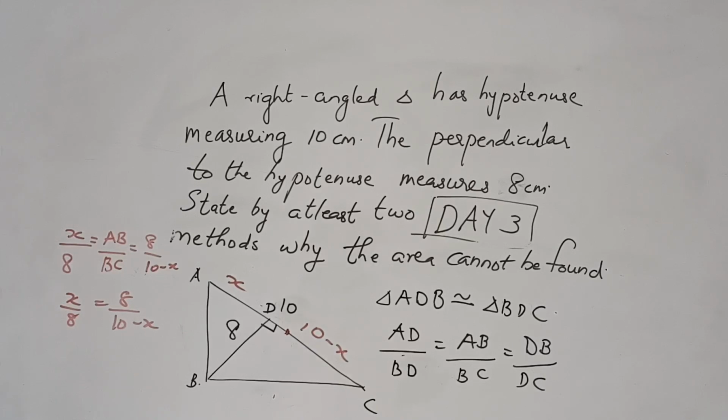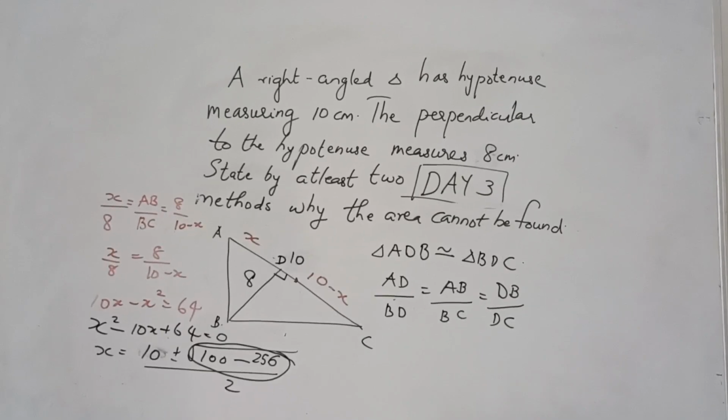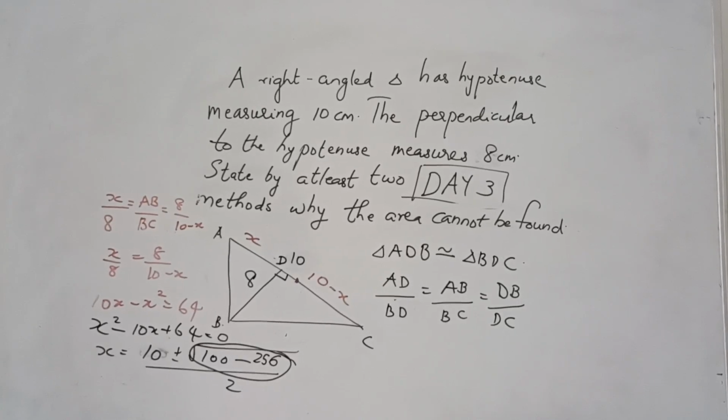Now let us solve for x. So I have tried to solve for x by cross multiplying. I am getting a quadratic equation which I have tried to solve by using the quadratic formula of minus b plus or minus root of b square minus 4ac by 2a. But you can see that the circled part, the value inside the square root, will end up to be a negative value, which means that I cannot find a satisfactory value for x in the real domain. So it means that the measure of the hypotenuse and the altitude given is not possible for us to construct a triangle using those measures.